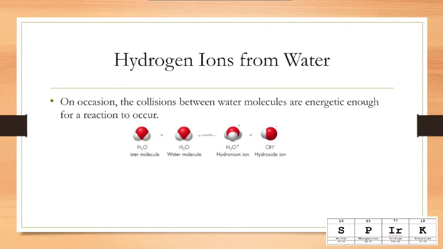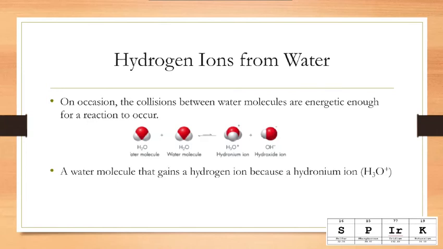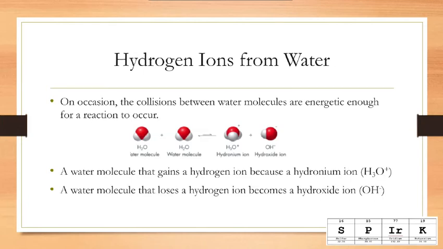On occasion, the collisions between water molecules are energetic enough for a reaction to occur. So two water molecules might bounce into each other and collide, and we might get a hydronium ion and a hydroxide ion, which means that one of the waters would have given up a proton, or a hydrogen. A water molecule that gains a hydrogen ion becomes a hydronium ion, H3O+. A water molecule that loses a hydrogen ion becomes a hydroxide ion.